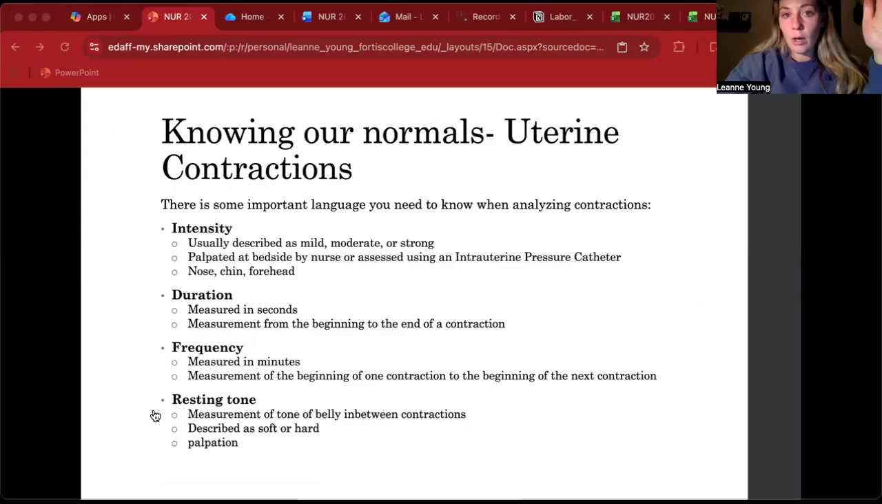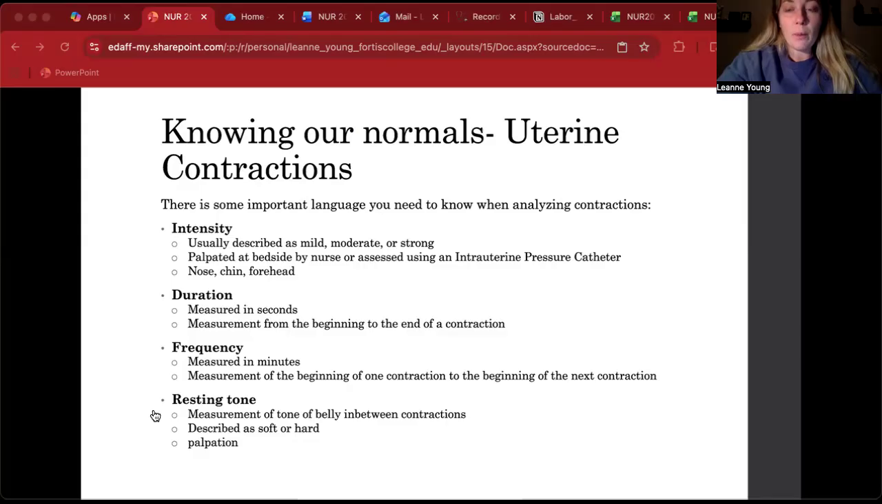Okay. So we need to know our normals whenever we talk about contractions. We already went over fetal heart rate. We talked about the abnormalities in fetal heart rate. We talked about our terminology, what we need to know whenever we're discussing fetal heart rate. But there's some important language that you need to know whenever we're talking about uterine contractions as well, right? So whenever we're talking about contractions, the main categories by which we define them are intensity, duration, frequency, and resting tone.